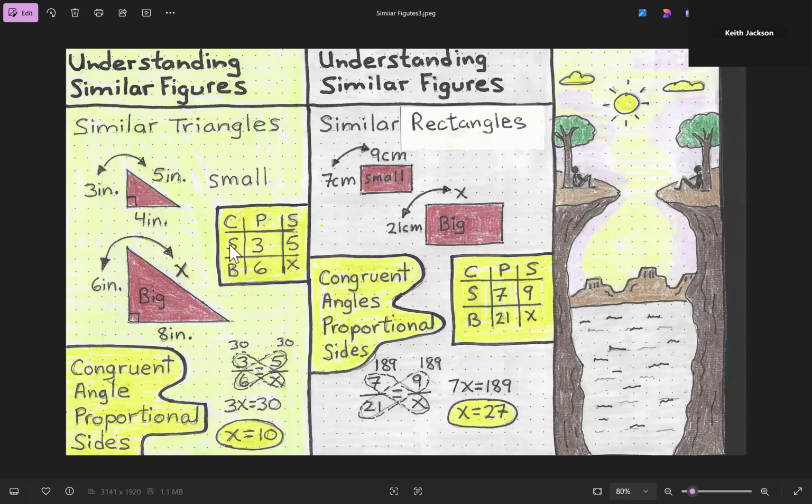Because I have congruent right here, I'm just going to put the small triangle right here. Then I'm going to put the big triangle right here. Then I'm going to put the dimensions of the small right here in this space. So right here, I have a 3 and a 5. I'm going to do exactly the same thing for the big triangle. I'm going to put a 6 and an X. Notice how I'm following the arrows, right? 3, 5, 3, 5, 6, X, 6, X right there, just like that.